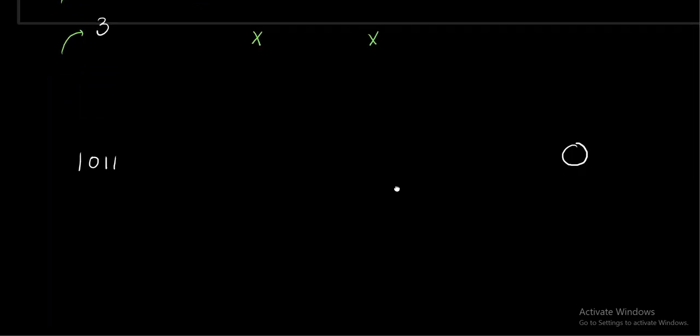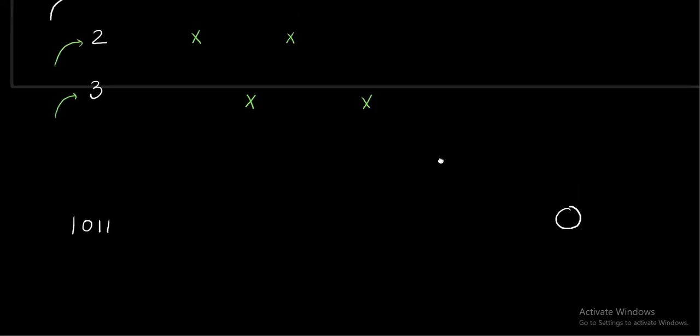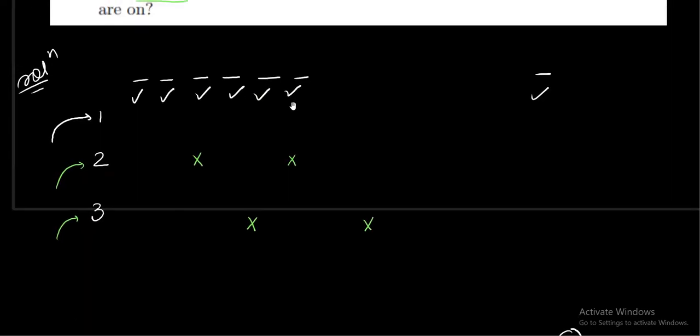Now, my question is, what numbers have an odd number of factors? Which numbers have an odd number of factors? Whatever number is associated with the bulb or the switch, if that particular number has an odd number of factors, then definitely it will be operated an odd number of times, right?